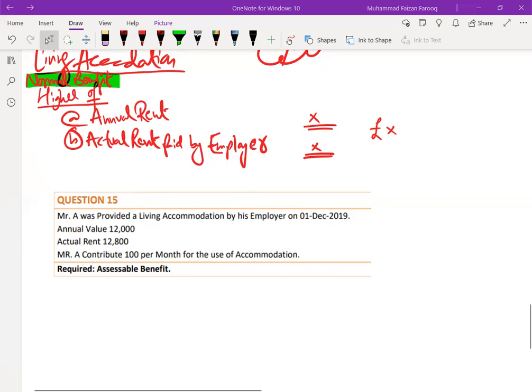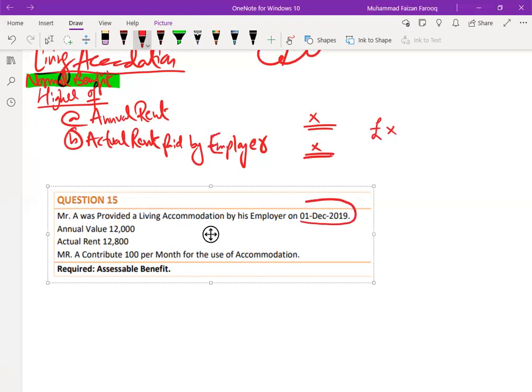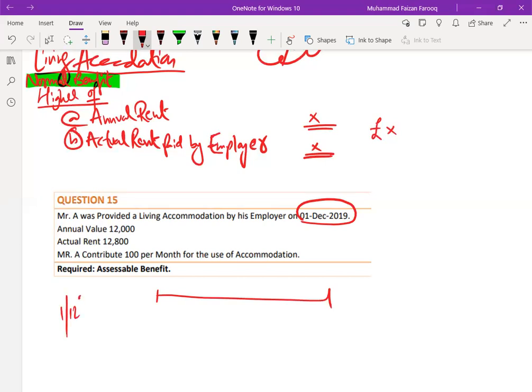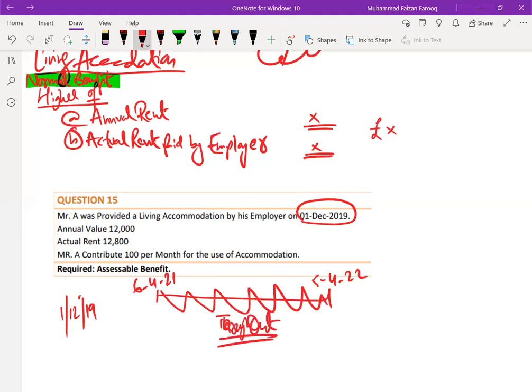Okay. So you read the question, right? First of all, tell me, this accommodation is provided when? 1st December 2019, which means before the tax year. My tax year is this one, right? So I will assume that it's available throughout, right or wrong? Because they provided it before the tax year and there is no information that the employer threw the employee out from this accommodation. There is no information like that. So I will assume that it is throughout 21-22, right or wrong?